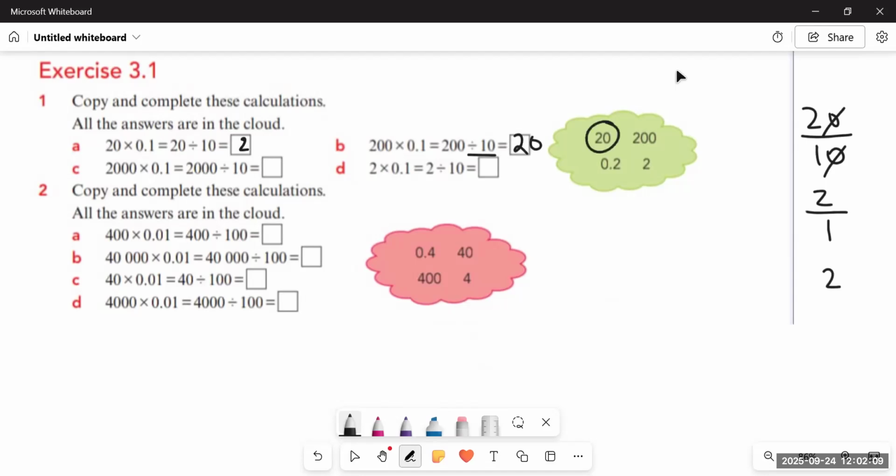Okay, here it is. Now we are left with two options. 2000 multiplied by 0.1 is 2000 divided by 10. That is 200.